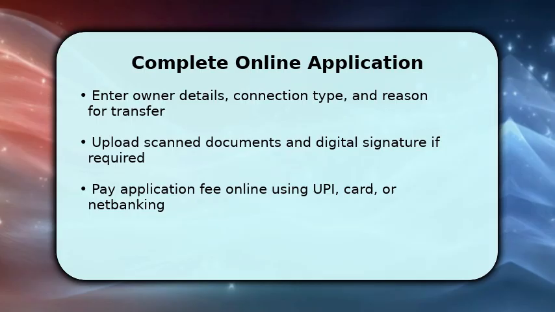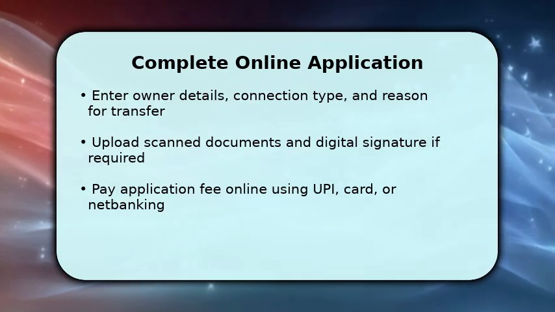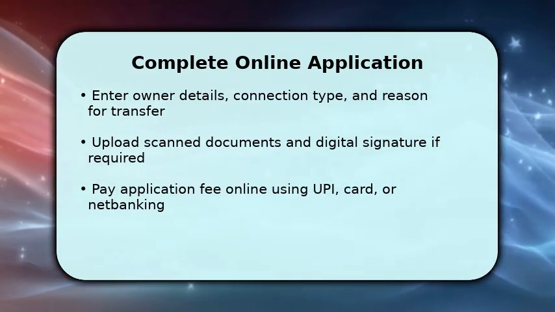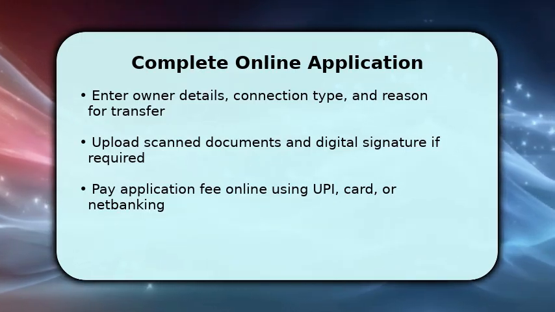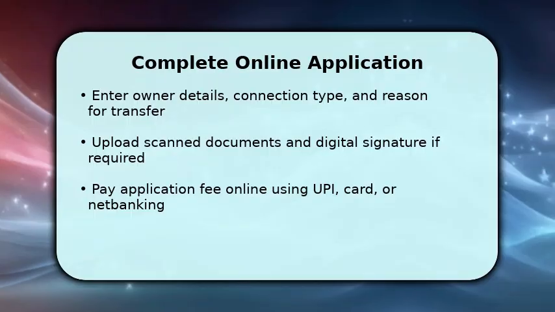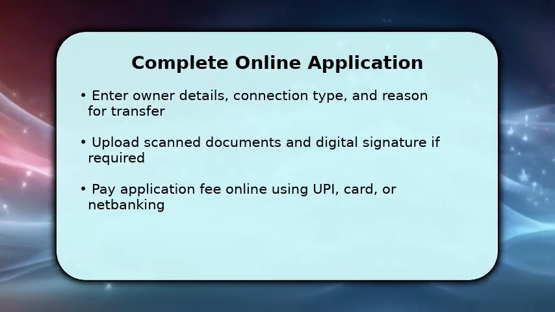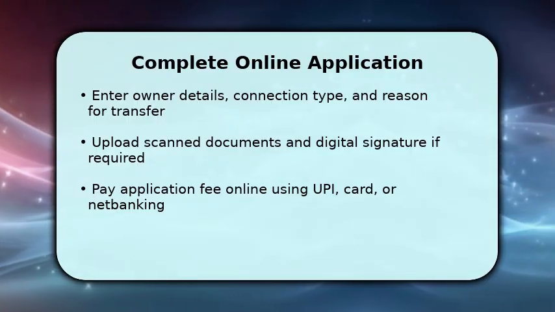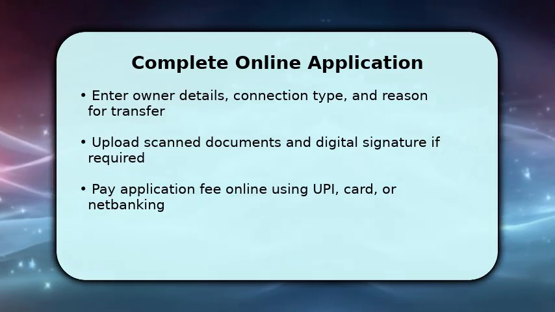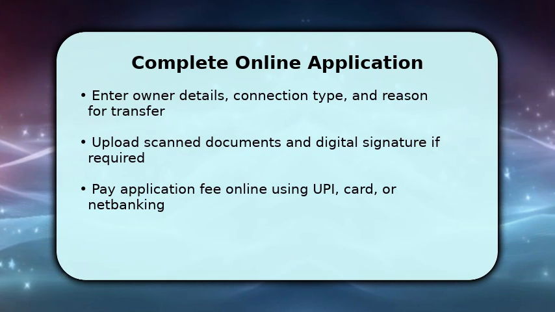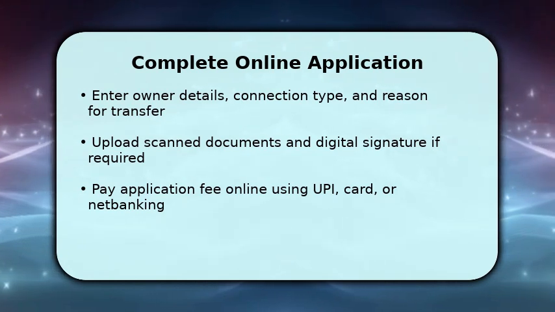Once you input every entry, upload matching PDFs to each document slot and attach a digital signature if requested. This speeds verification. Next, choose the online payment option and complete the application fee transaction. Retain the transaction ID. After payment, submit the form. The portal will generate an acknowledgement number you should note for tracking and future communication.